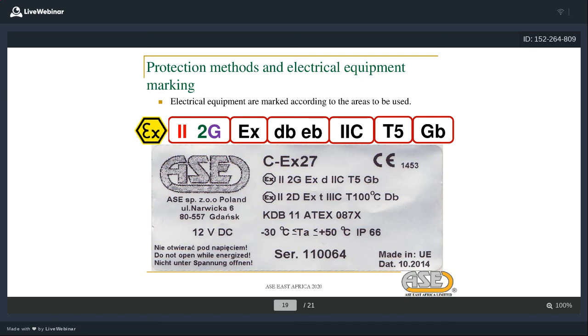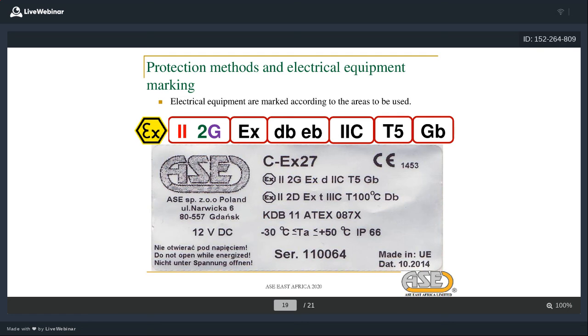We have IIC. This tells us the nature of the gas. So we have IIC, IIB, IIA. IIC are those very, very highly explosive gases, for example acetylene and hydrogen. So this equipment can be used even where there is ethylene, there is propane. This equipment can be used.